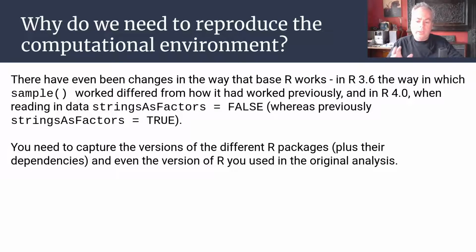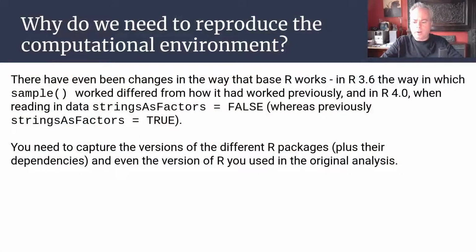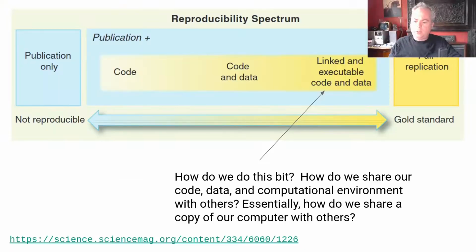So really what you need to be able to do to ensure full computational reproducibility is capture both the versions of the packages that you use in your analysis, but also the version of R itself. Without doing either of these things, you can't guarantee that you're engaged in generating fully reproducible research.